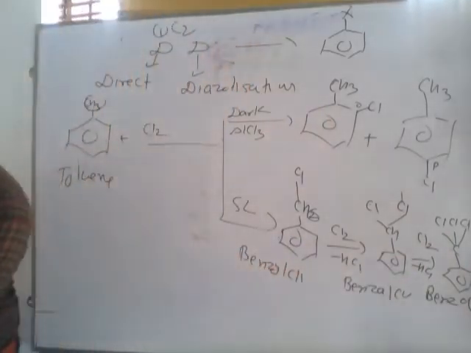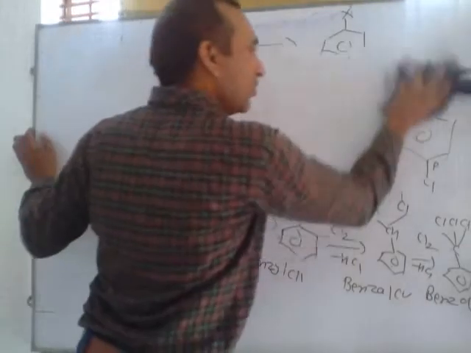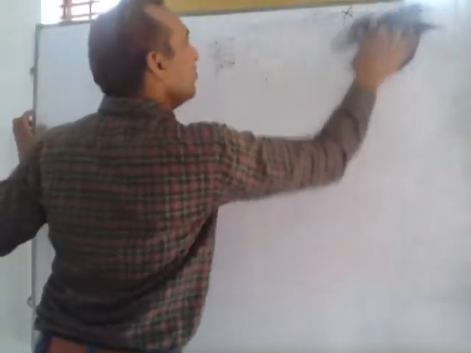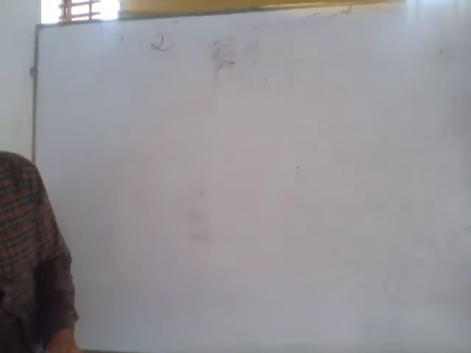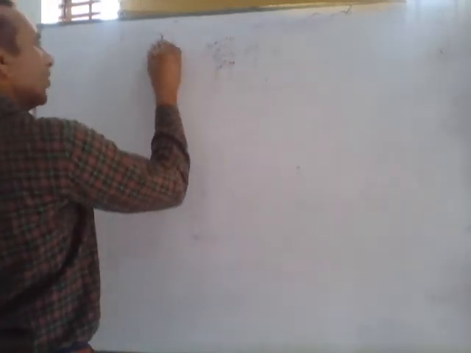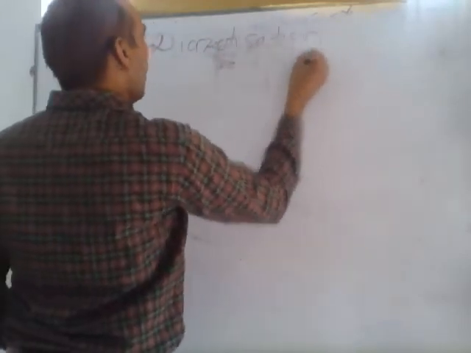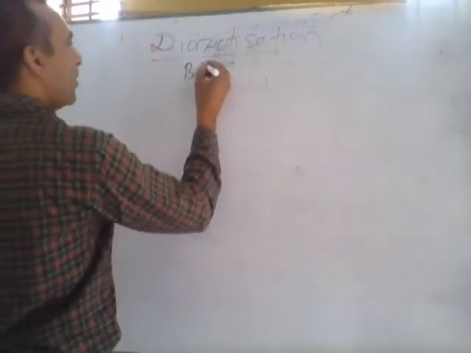So these are direct halogenation reactions of benzene and toluene. The last is diazotization. The meaning of diazotization. Diazotization. Very important question. Diazotization. In diazotization, a compound is formed that is BDC.